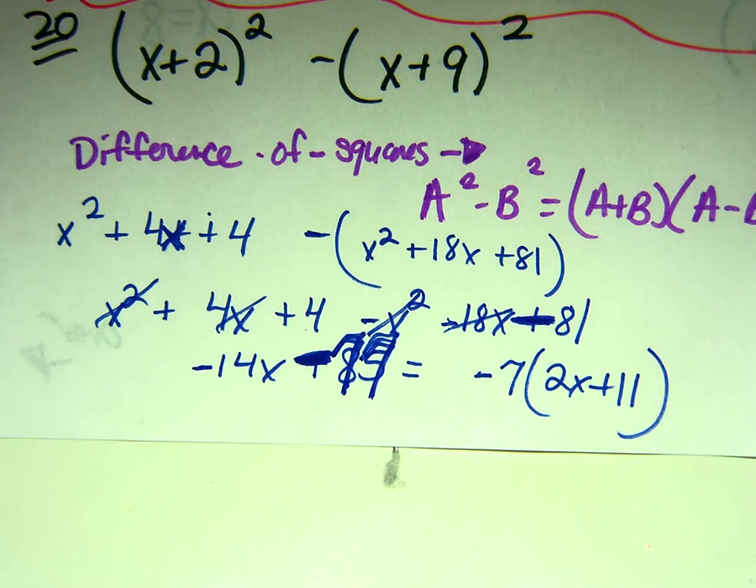Well, now I can factor stuff out. Well, right here you have a minus x squared minus 18x minus 81. That means this x squared and this x squared cancel each other out. Now you have 4x minus 18x, which gives you the negative 14x. And then you have positive 4 minus 81, which gives you the negative 77.